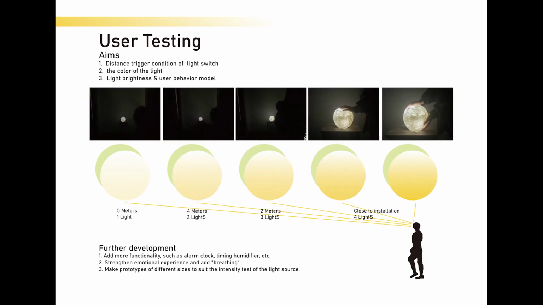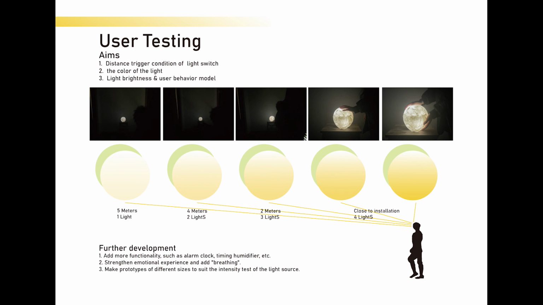Here is my user testing process. I have 3 aims. The first is the distance trigger condition of the light switch. The second is the color of light. The last one is the brightness and the user behaviors. The distance test is successful. The distance interaction process has a function which could guide the user in the dark. Further, this idea could be used in the lighting system in public spaces. The user's distance can control the lamp switch, which could reduce power use.